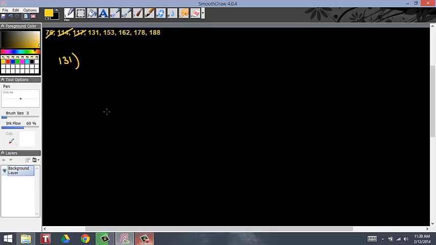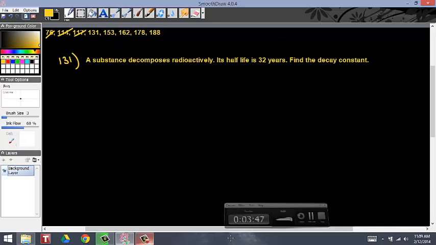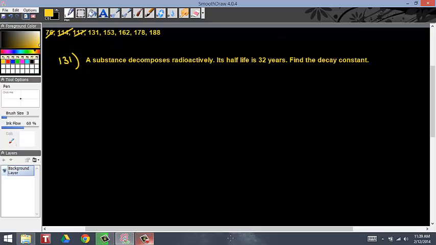Okay, let me type up this next problem here. Hold on, let me pause it. A substance decomposes radioactively. Its half-life is 32 years. Find the decay constant. Okay, this is a PERT problem. A equals P E to the R T. Okay, this is a half-life problem. And it's asking us to find the decay constant.